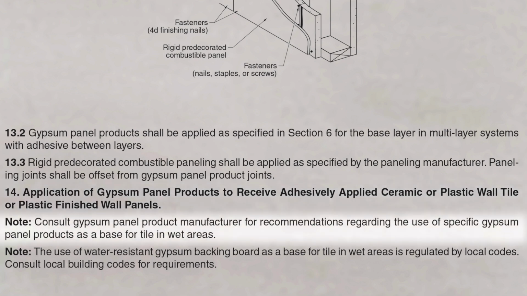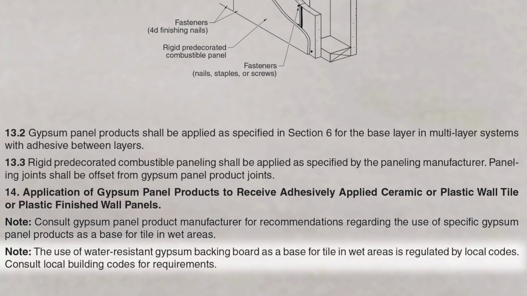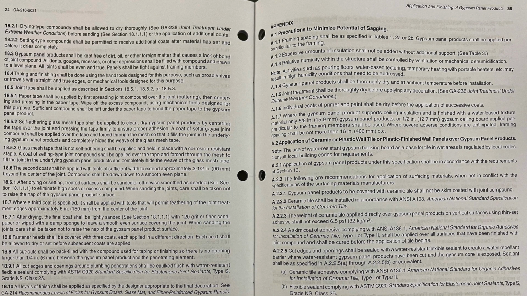Special note: consult the gypsum panel product manufacturer for recommendations regarding the use of specific gypsum panel products as a base for tile in wet areas. Special note: the use of water-resistant gypsum backing board as a base for tile in wet areas is regulated by local codes. Consult local building codes for requirements. This specification is also noted on page 35 in the appendix, as seen here.